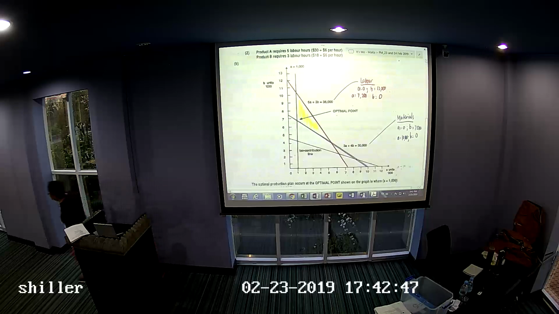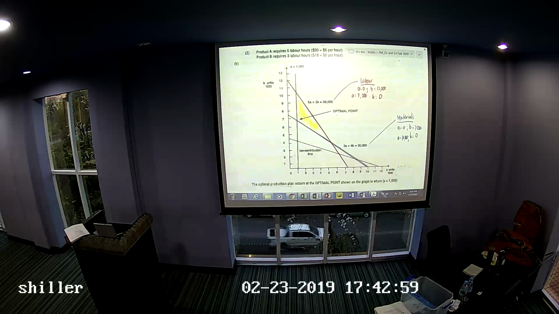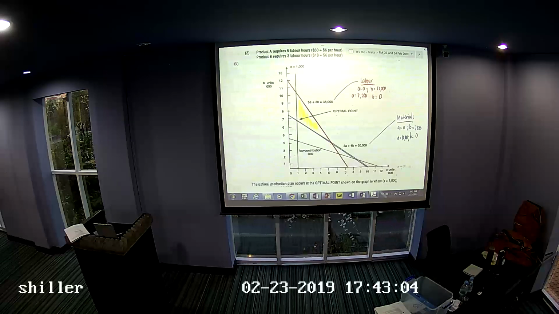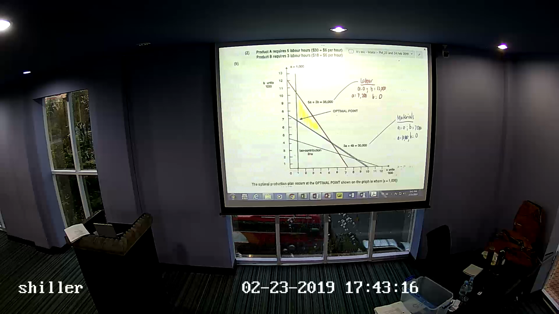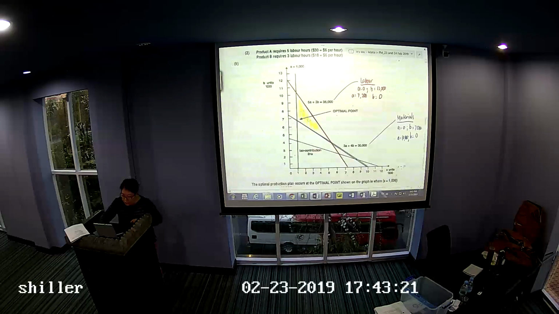Is the yellow line there feasible? In other words, can this be the solution here? No. Why? Because it's not within the material, correct? Okay, how about here? No, because it's not within the labor. Okay, how about here, this small area? No, also because it has to be minimum 2,000, correct? Yes? So the yellow line I drew there is not feasible.